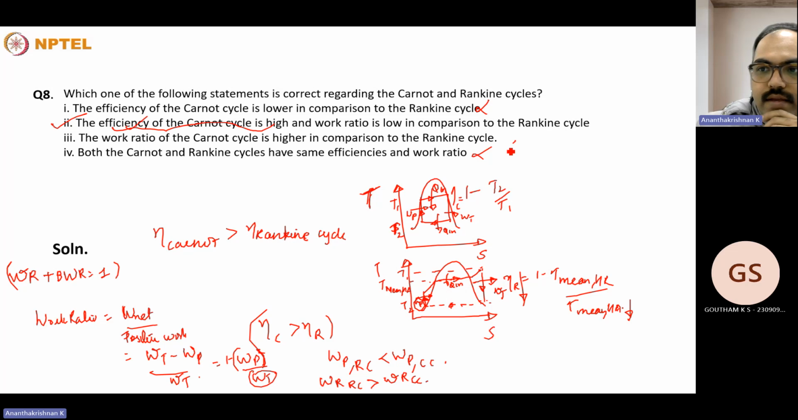So this is wrong straight away. We can actually eliminate the options that are available in this case. Straight away you can say that the work ratio is low in comparison to the Rankine cycle, by the same argument, by comparing the work required in the pump to operate the input work. So that says that the efficiency of the Carnot cycle will be high and the work ratio will be low compared to the Rankine cycle.